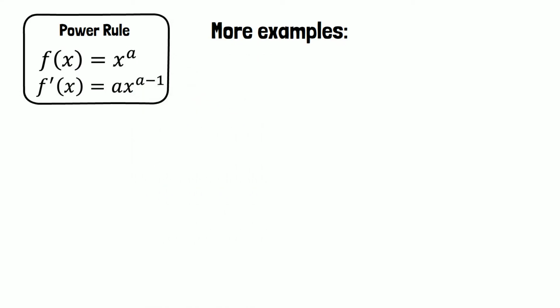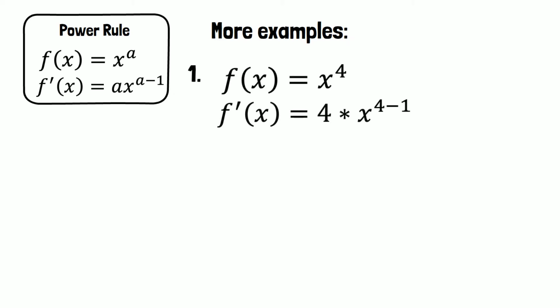Now we're going to find some more derivatives using the power rule. The power rule is now on your screen again. The first example is f(x) equals x raised to the power of 4. Applying the power rule gives us f'(x) equals 4 times x raised to the power of 4 minus 1, which equals 4x raised to the power of 3. So x is multiplied by the power of 4 of the original function, and then the power of 4 is reduced by 1 to 3.